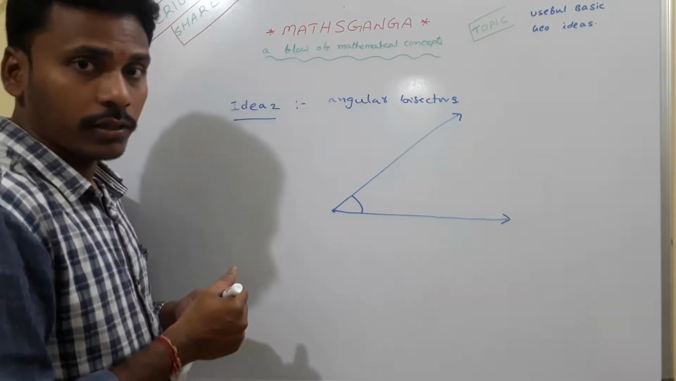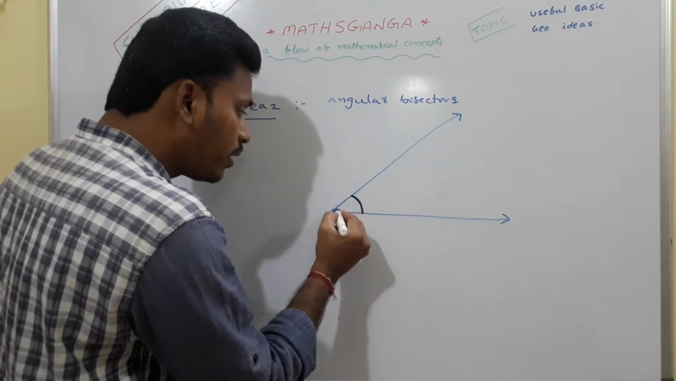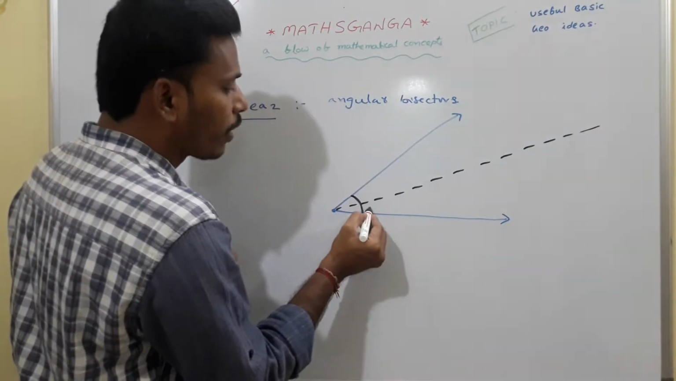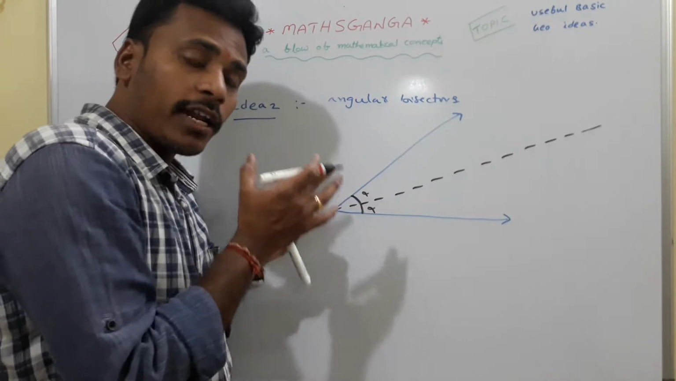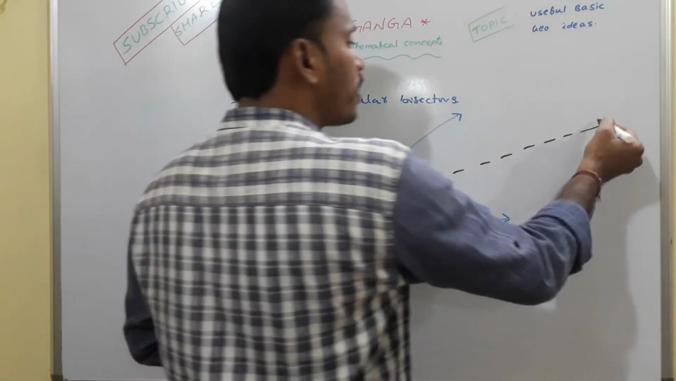Bisector means equal division. Angular bisector means a line which is dividing this angle into two equal parts. This is the angular bisector. These two angles are equal, say alpha and alpha. So the angular bisector is a line which bisects the given angle.